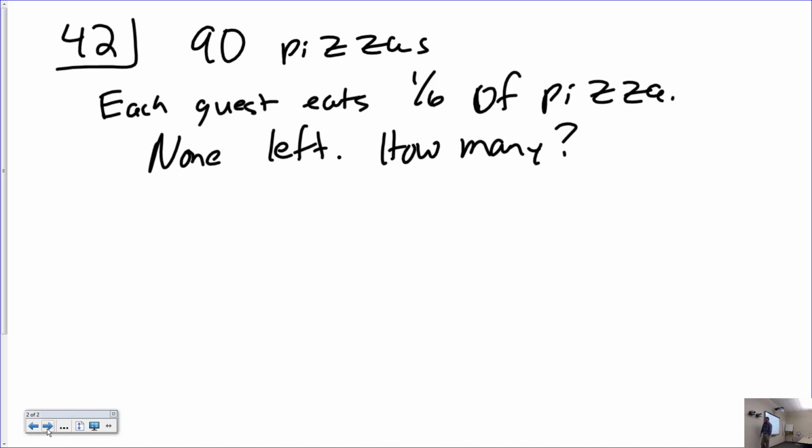Alright, so how are you going to attack this problem? Well, the way I did it was 90 over 1, turned it into a regular fraction. Okay, but this is a word problem. What's a good technique to try and attack word problems? If you don't know what to do, break it into pieces. Break it into pieces. You've got 90 pizzas. How do you show that you have 90 pizzas?